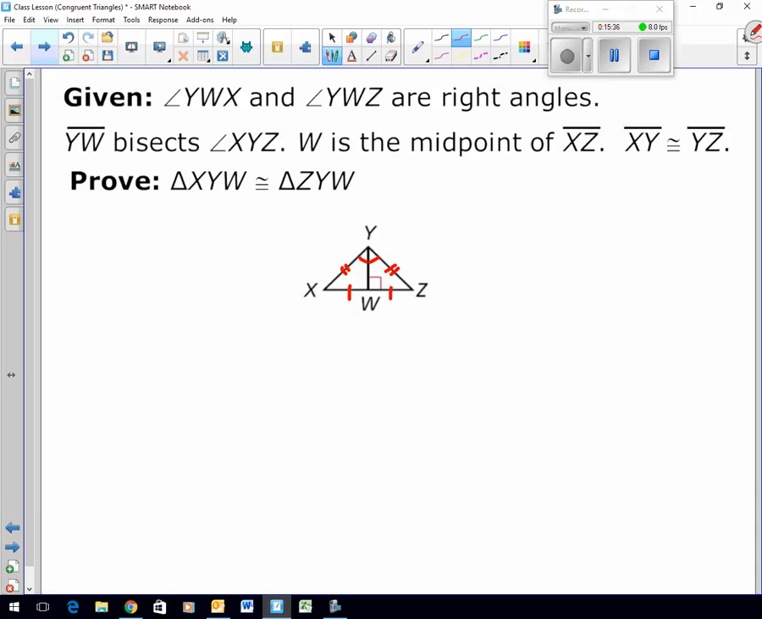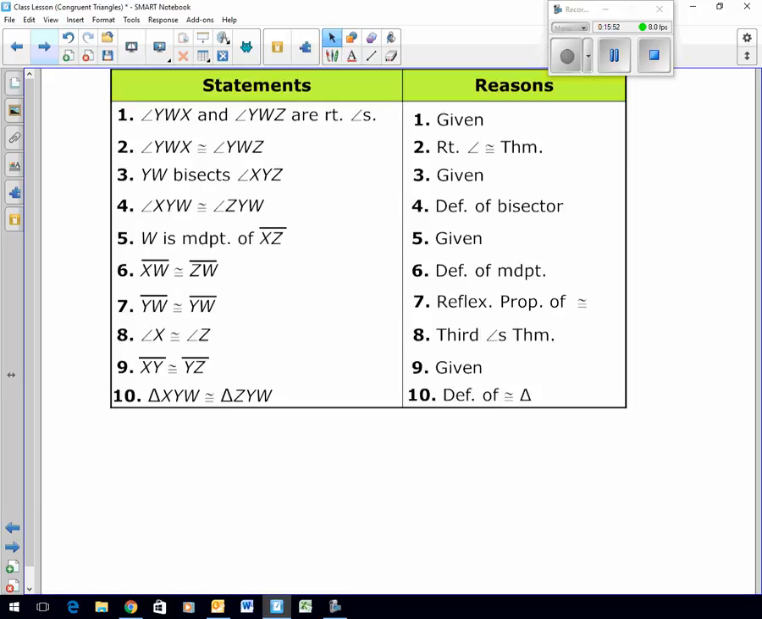Prove that triangle XYW is congruent to triangle ZYW. There's a reflexive property involved. There's going to be a third angle theorem involved. I didn't want you to think that we were completely done. We're not done with proofs. I'm just feeding them to you in doses, okay? My proof would start off with a given, talking about right angles. I would talk about the fact that all right angles are congruent to each other through what we call a right angle congruency theorem.